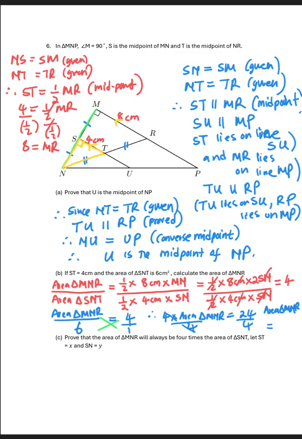So I think we made a mistake here. Let me fix this. So here we don't have any 4 here. Yeah, so this is supposed to be only 24. Sorry, it's a mistake. So the answer is going to be what? 1 times area of triangle MNR is just going to be area of triangle MNR. It's not going to change. And then we have 6 times 4, and then we have 24 centimeters squared. And this will be the area of triangle MNR.